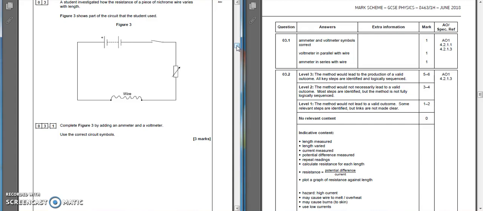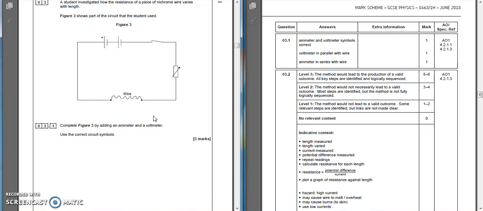Second mark, let's look at the voltmeter. Voltmeters are measuring the voltage or the potential difference. The reason it's important to remember it's potential difference is that it measures the voltage change across a component. So you'd need to have a line coming from the left of the wire, going through your voltmeter and then going back to the right. It doesn't matter if it comes down below it or goes above it, but that would be connecting it in parallel and scoring you the second mark.